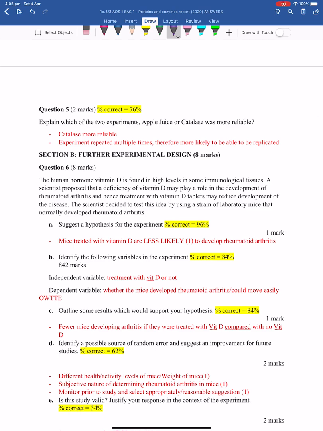Which one was more reliable? Quite a few people were telling me that apple juice was more reliable because of the method. For me, I was looking for which one had been repeated. Yes, reliability has to do with repetition. So catalase was more reliable because it had been done multiple times, more than once, 3 times, however you want to say it.